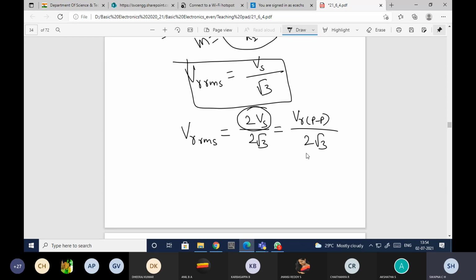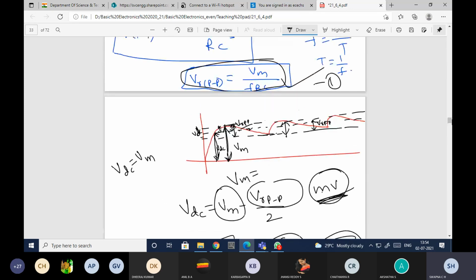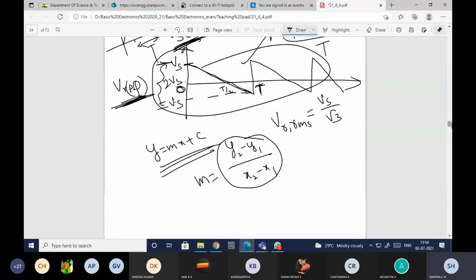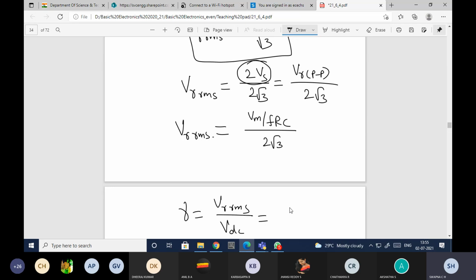Okay, so now I've got VR peak to peak, and we already derived the expression for VR peak to peak. What is that? Vm by FRC. So in place of VR peak to peak, I'll write Vm by FRC divided by 2 root 3. This is nothing but the VR RMS value. Now I have calculated VR RMS value, and I also know what VDC is. Now substitute everything in this.